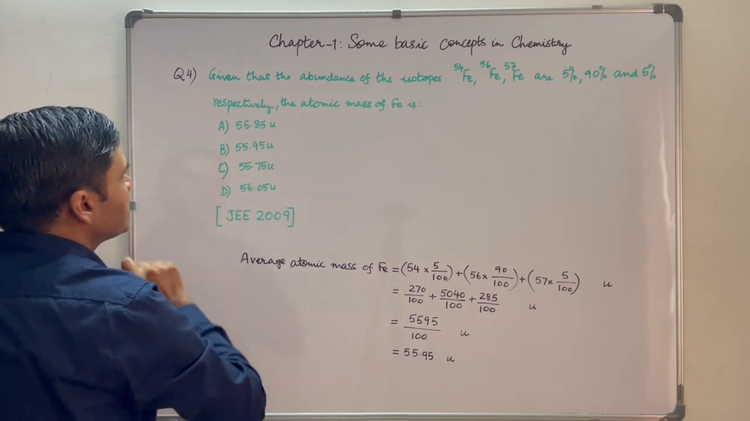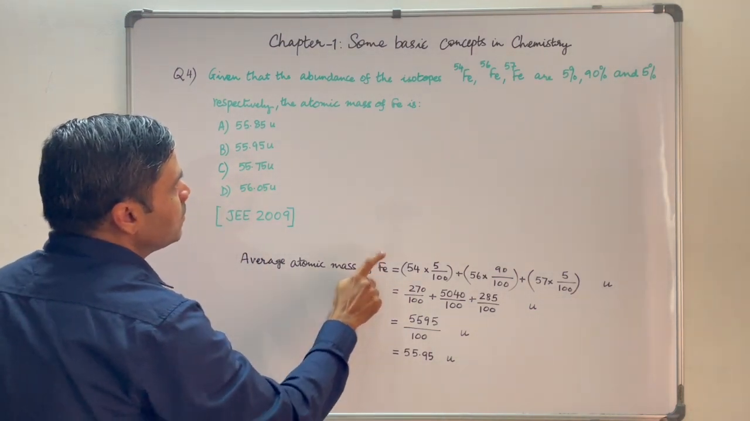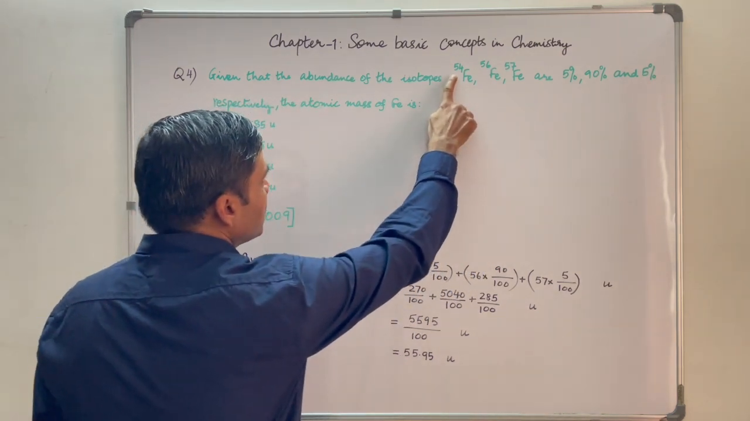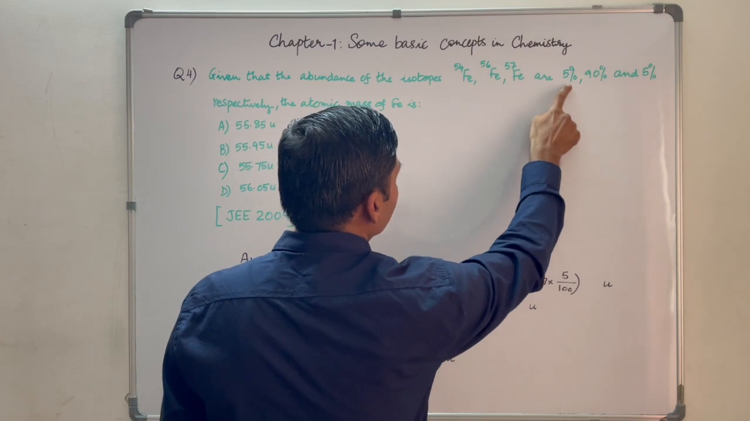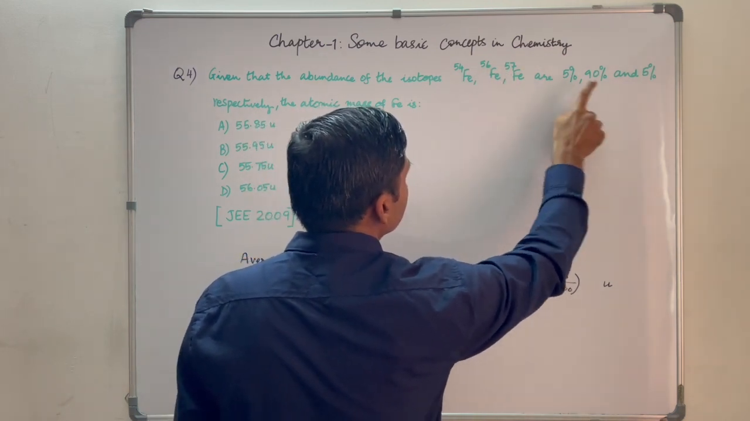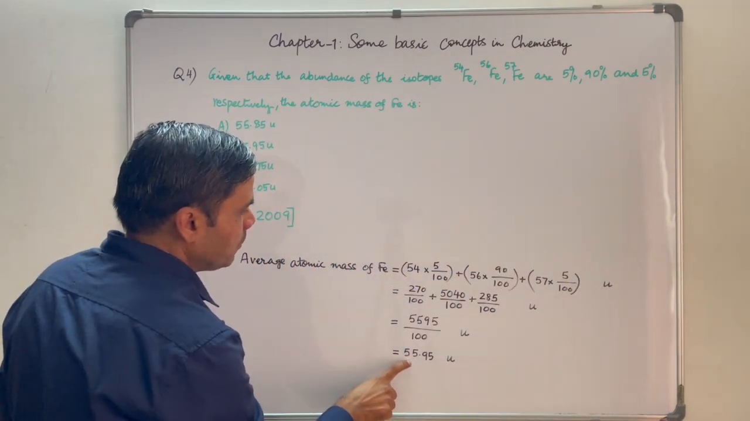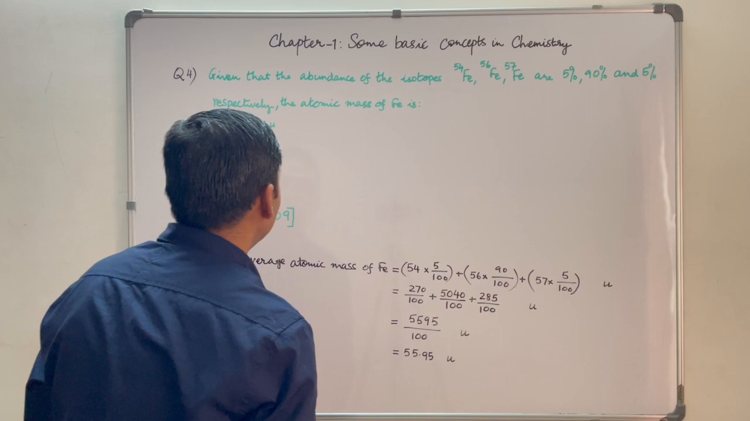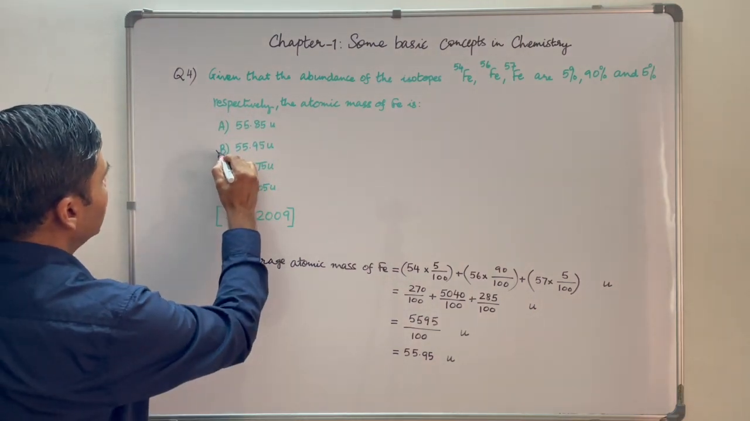These are the options given. To calculate the average atomic mass of iron, we need to multiply their atomic mass with abundance. So it will be 54 into 5 by 100 plus 56 into 90 by 100 plus 57 into 5 by 100. And the answer will come out to be 55.95 u. So the correct option is option B.